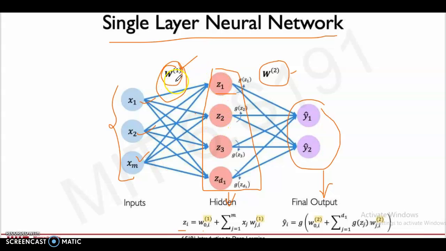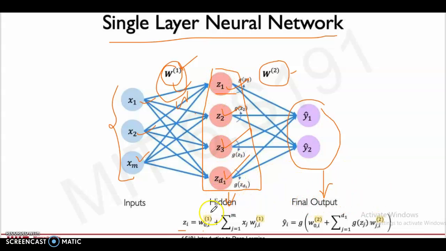Here w1 power 1, same. Here w2, here w3, w4, w5, like this. Weightage multiplication. Then we will get Z1. According to this, Z1, Z2, Z3, up to Zd1.